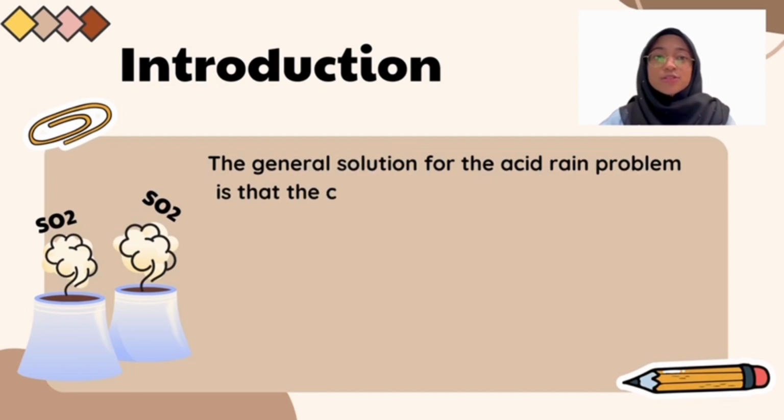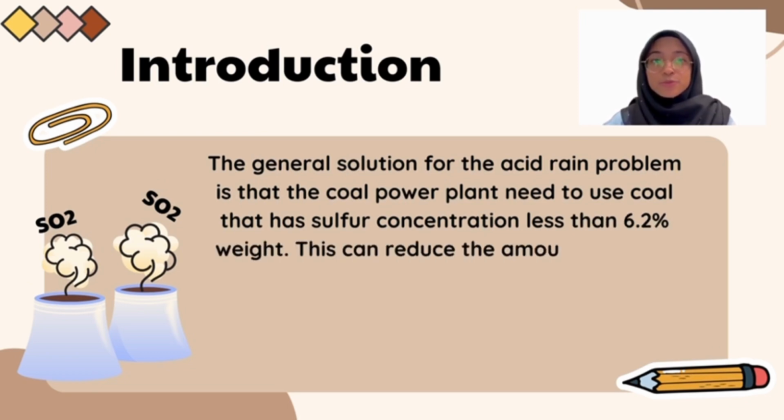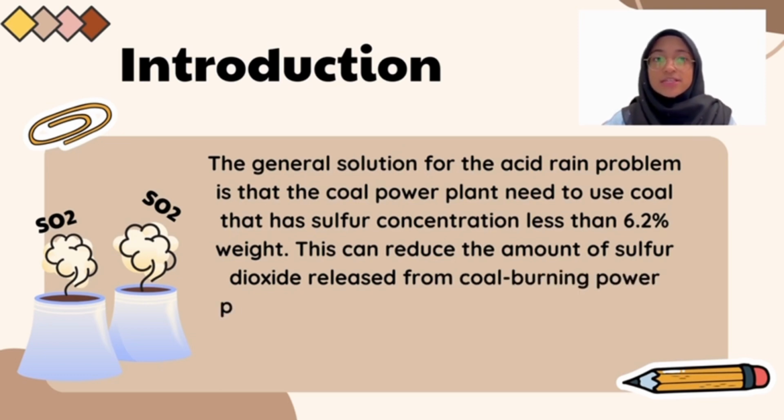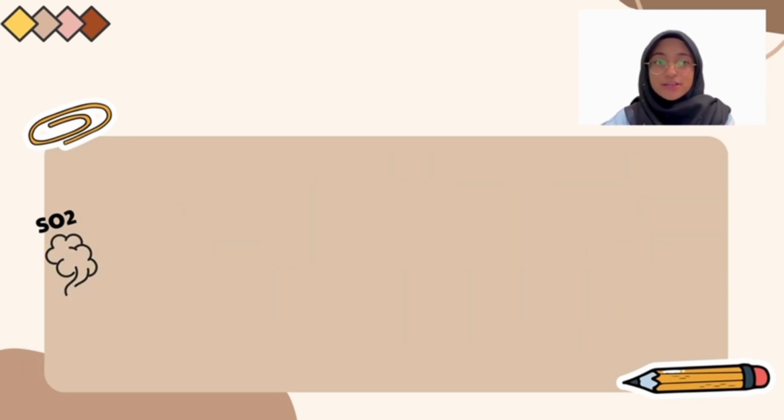So the general solution for the acid rain problem is that the coal power plant need to use coal that has sulfur concentration less than 6.2% weight. This can reduce the amount of sulfur dioxide released from coal burning power plants in the air. Thus, less acidic gases will react with water when it is raining.